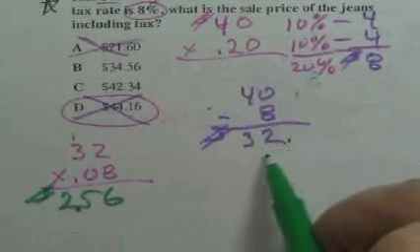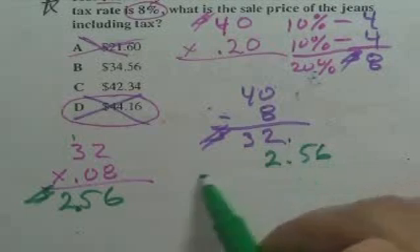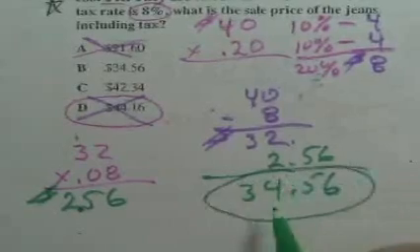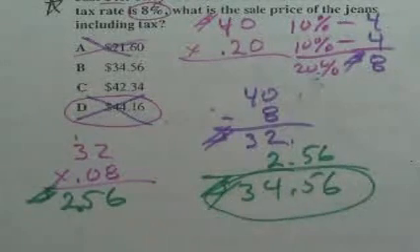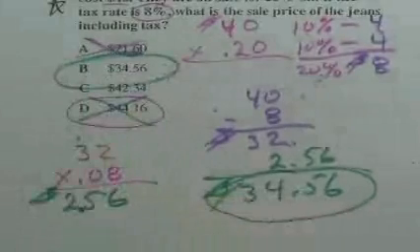And if I add it to my $32, this is what his total cost is going to be. So that would be the letter B, $34.56.